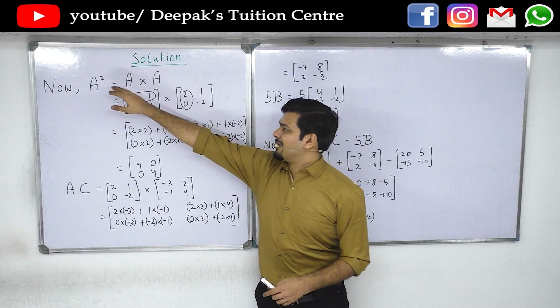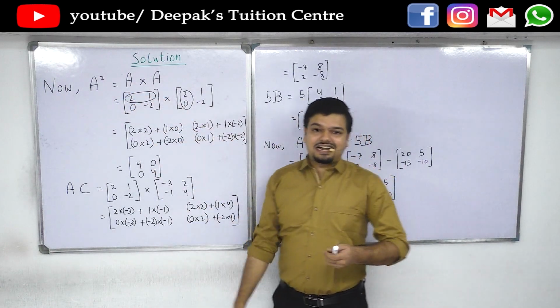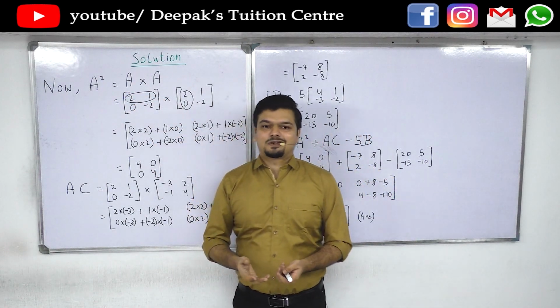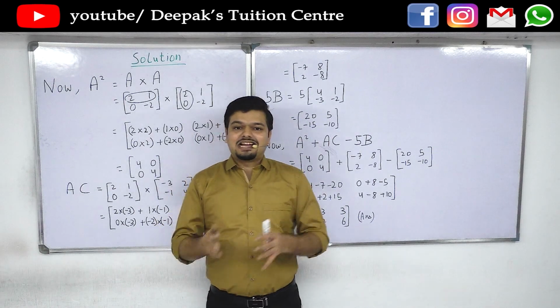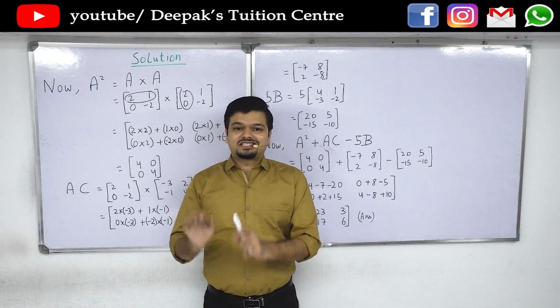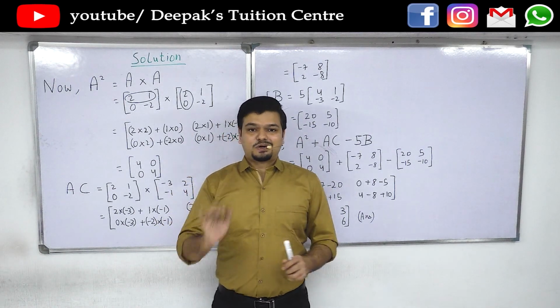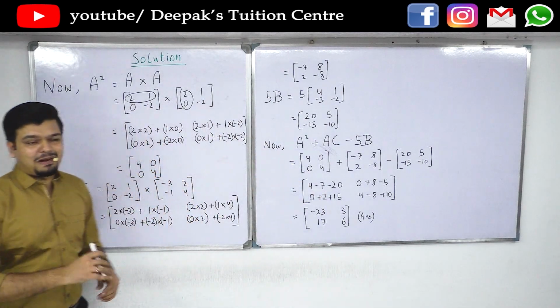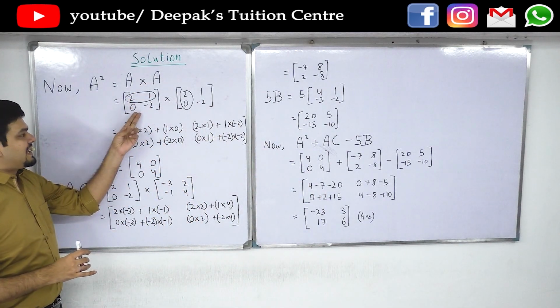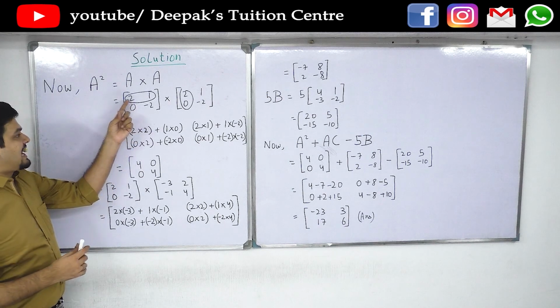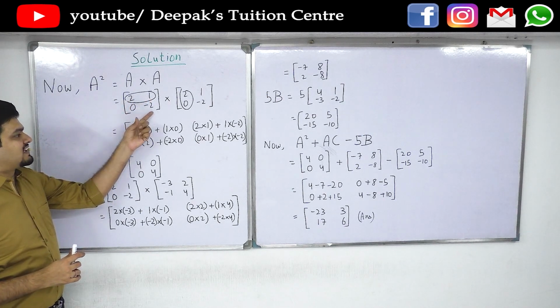When you have to calculate the value of A square, it simply means A into A. It does not mean squaring every term of A. So to multiply A into A, you first copy the matrix. So A is [2, 1, 0, minus 2].